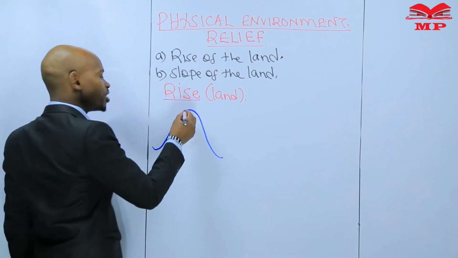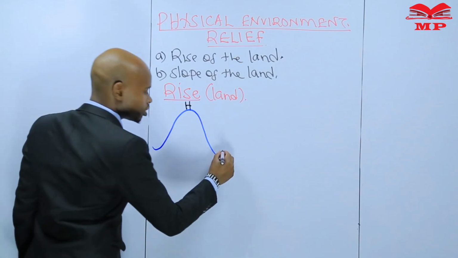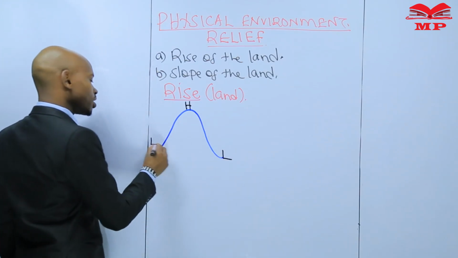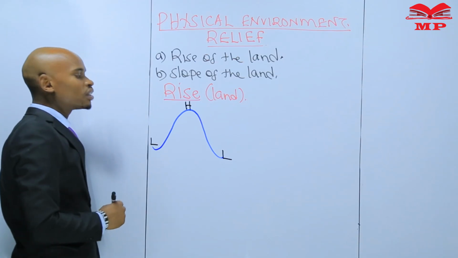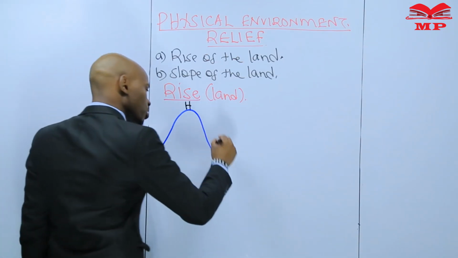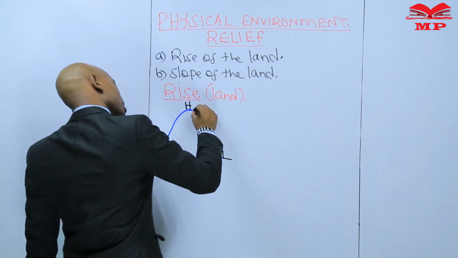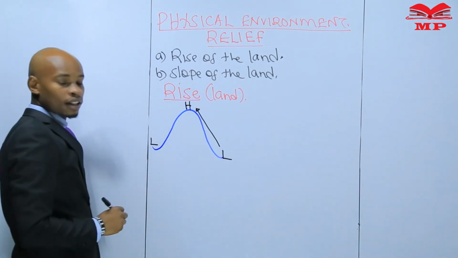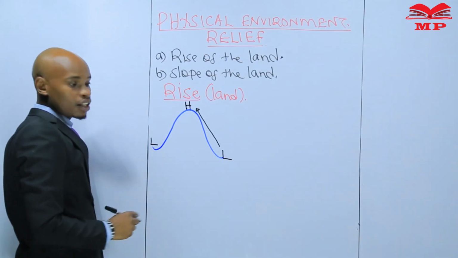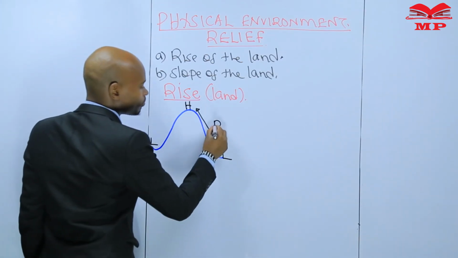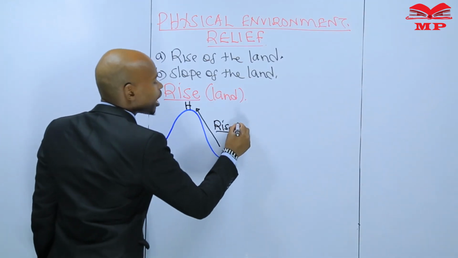Up here in my magic mountain, this is the highland, and of course, this is the lowland. So when I'm talking about rise, this is what I mean: this area illustrated by the magic mountain rises. Rising means going up.